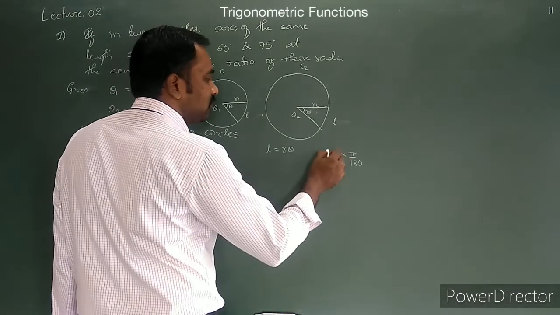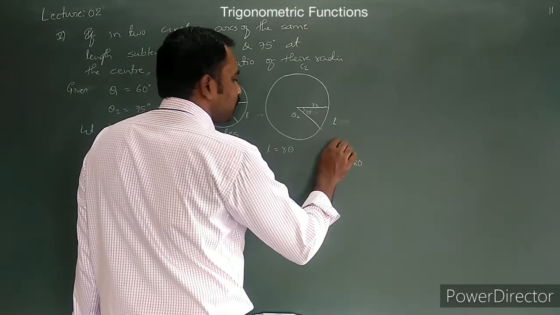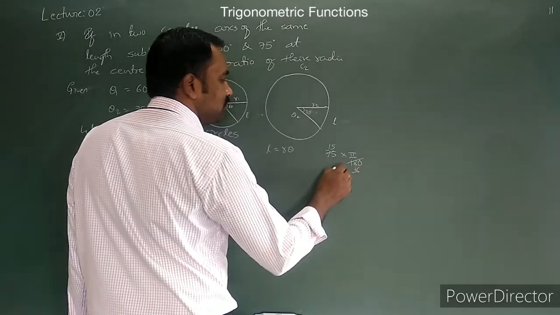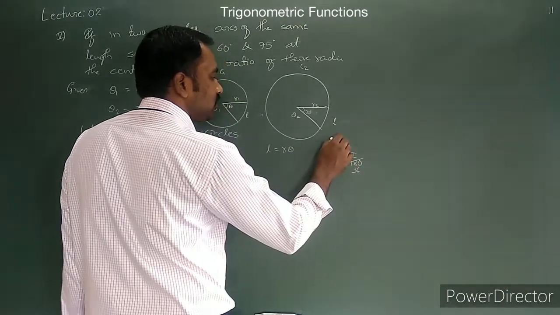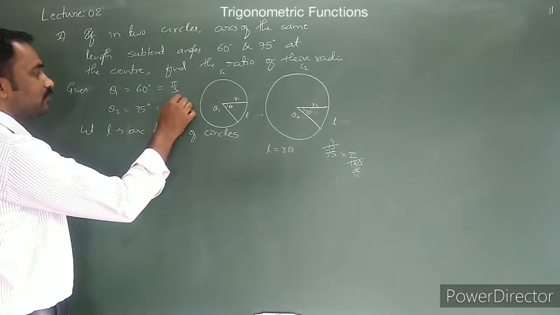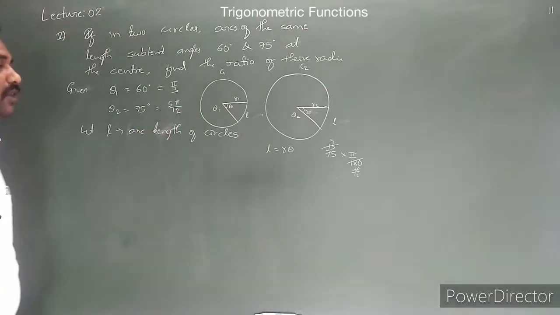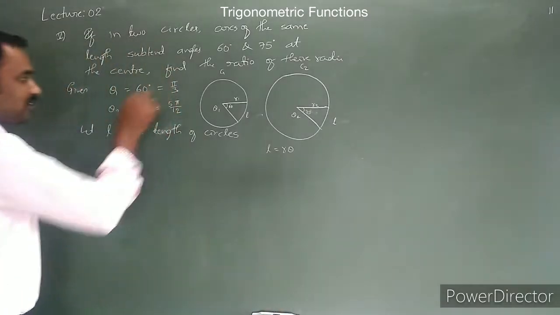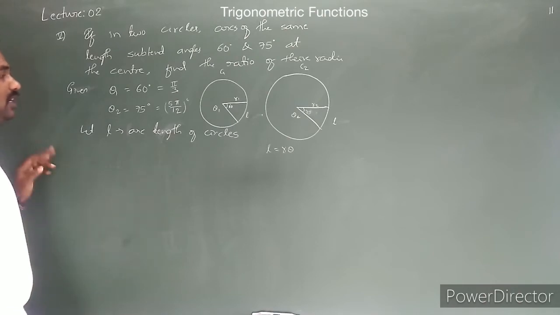Simplify, what will we get? So this is 5 pi by 12. 75 degrees in terms of radians is 5 pi by 12. I just did the rough work and directly wrote it, or else you can solve it here, no problem. 5 pi by 12 is the radian measure of 75 degrees.